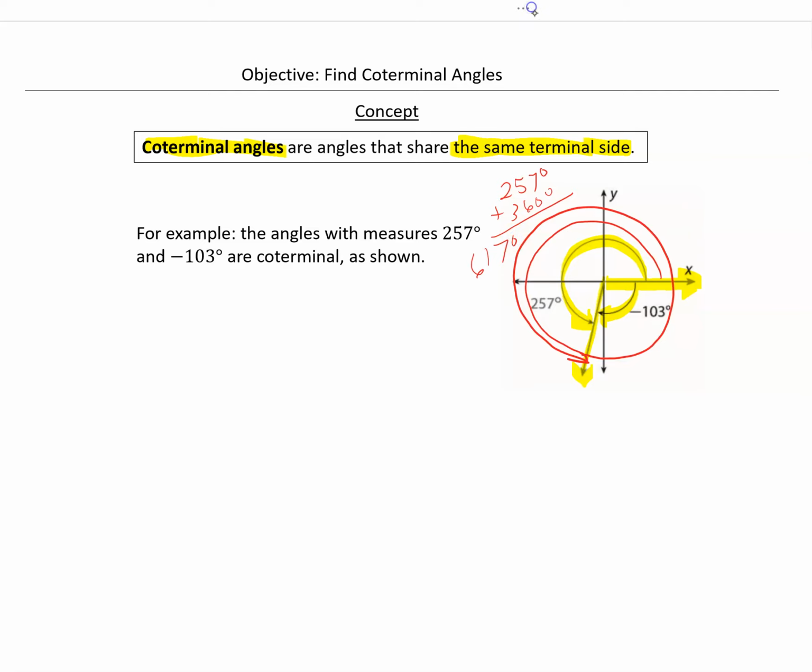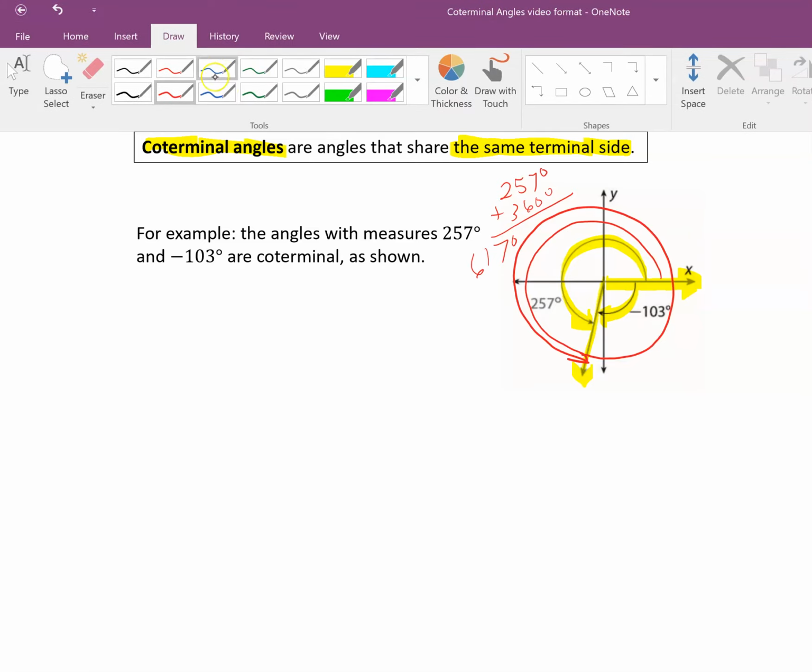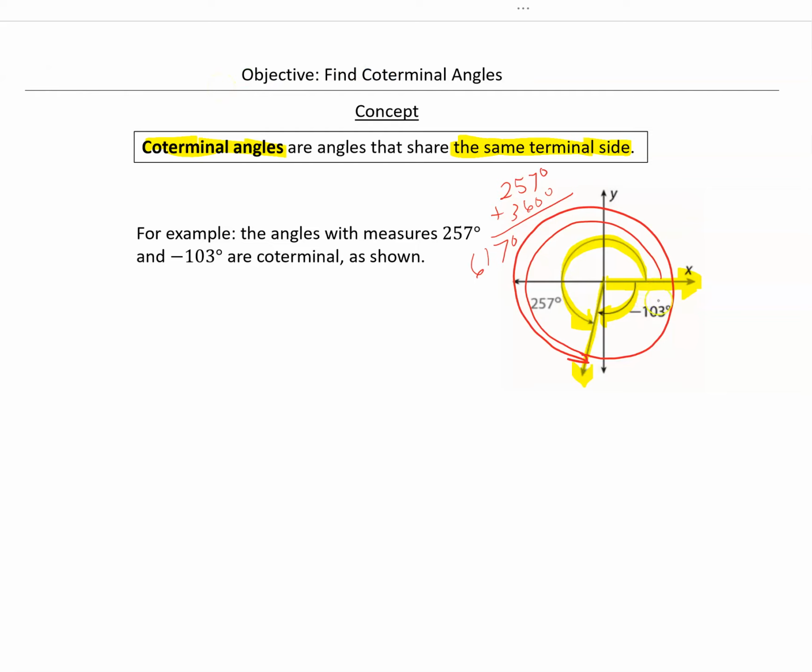We can also do the same thing in the negative direction. So if I head here, this is my negative 103, and then I head all the way around, come back to that same starting place. So that would be a negative 103 degrees plus a negative 360 degrees. And that would give us another angle of negative 460 degrees. We could just keep doing that, adding another positive or negative 360 and creating an infinite number of coterminal angles.